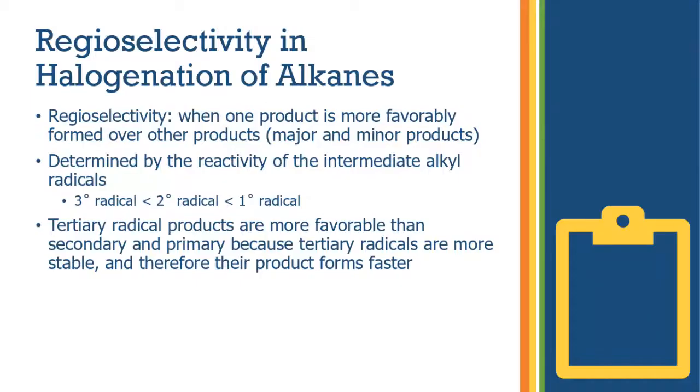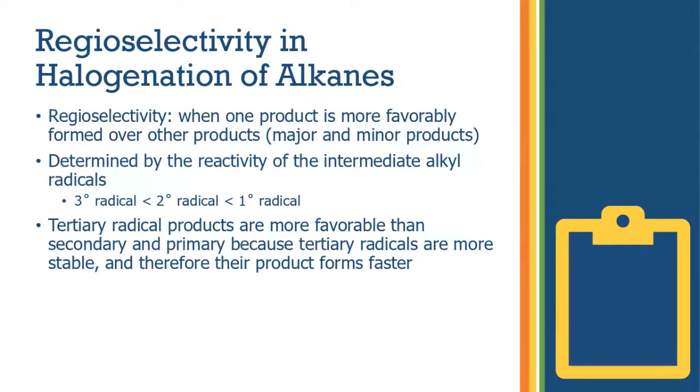I'm just going to go over what we went over last Wednesday and Monday, because on Friday we just went through the assignment. So last Wednesday we went through regioselectivity and halogenation reactions of alkanes. If you remember, regioselectivity is when in a chemical reaction there's one product that's more favorably formed over other products. So that's where you get major and minor products.